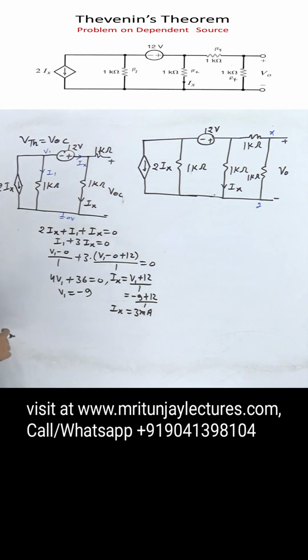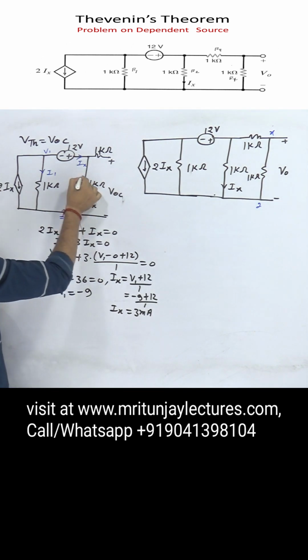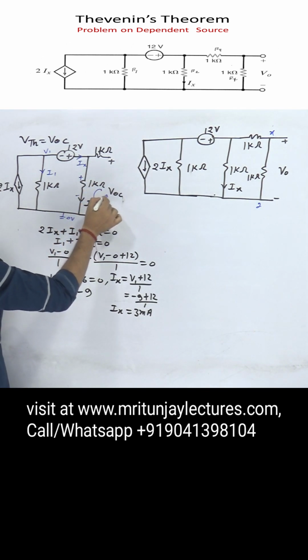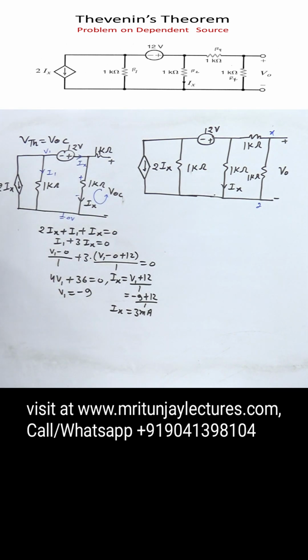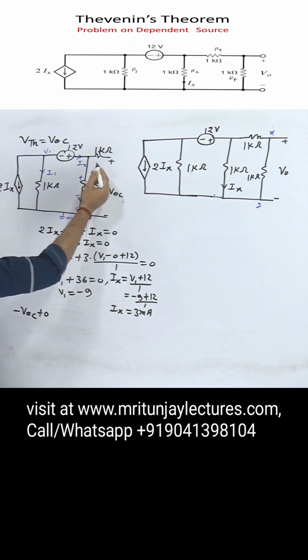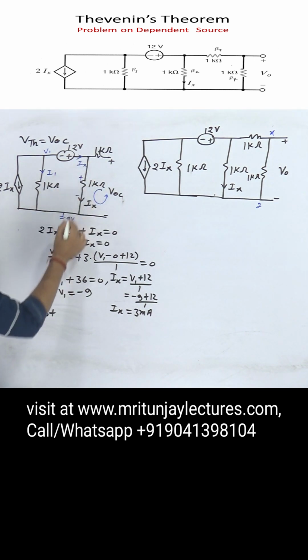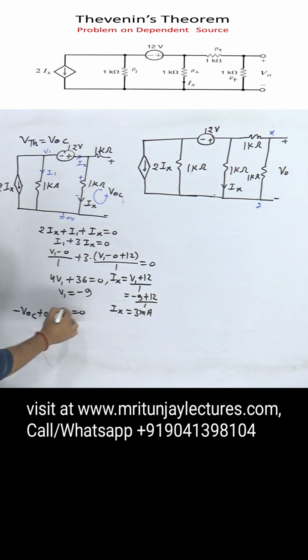Now the next target is to apply KVL in this loop. Current flows from minus to plus, so minus V of OC, and there is 0 voltage across the open branch because no current flows from here to here, plus 1 into Ix, equal to 0. So V of OC is equal to Ix, which is 3, so that is 3 volt. Vx is also called VTH.